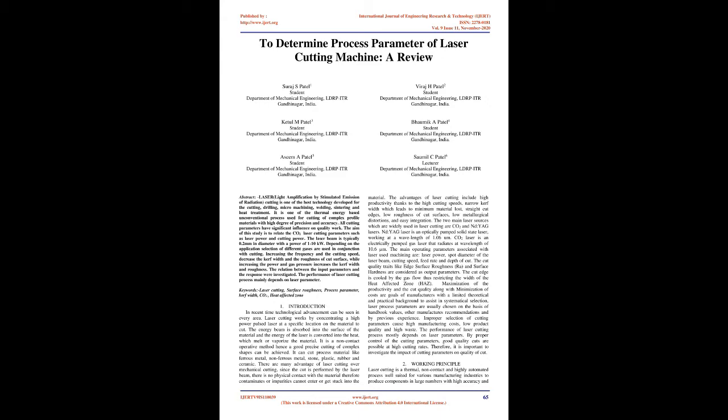The aim of this study is to relate the CO2 laser cutting parameters such as laser power and cutting speed. The laser beam is typically 0.2 mm in diameter with a power of 1 to 10 kilowatts. Depending on the application, selection of different gases are used in conjunction with cutting. Increasing the frequency and the cutting speed decrease the kerf width and the roughness of cut surface, while increasing the power and gas pressure increases the kerf width and roughness.